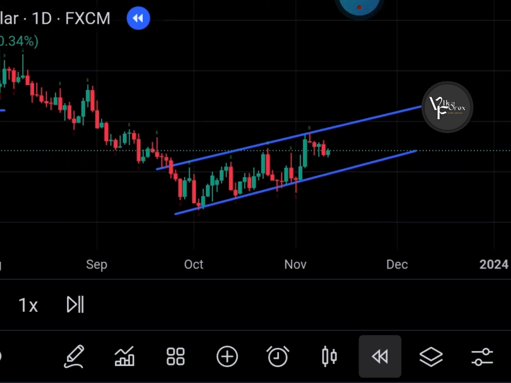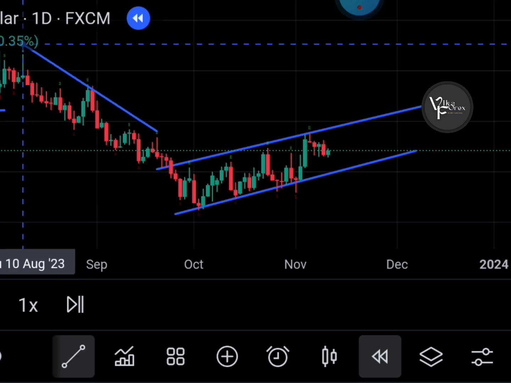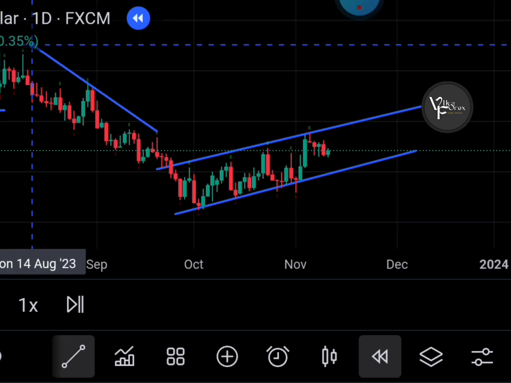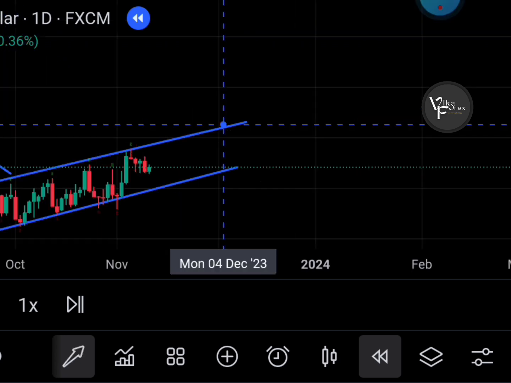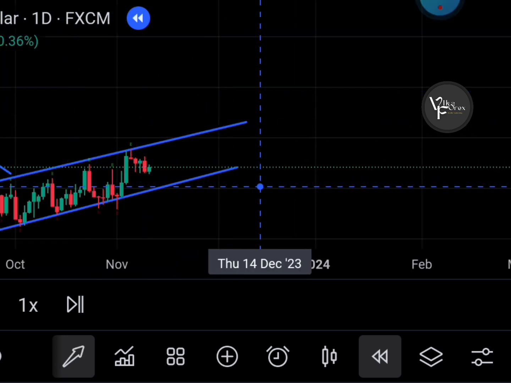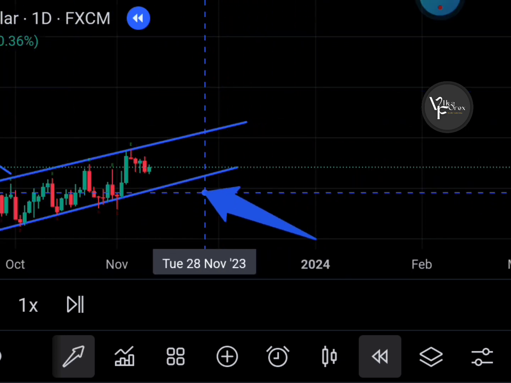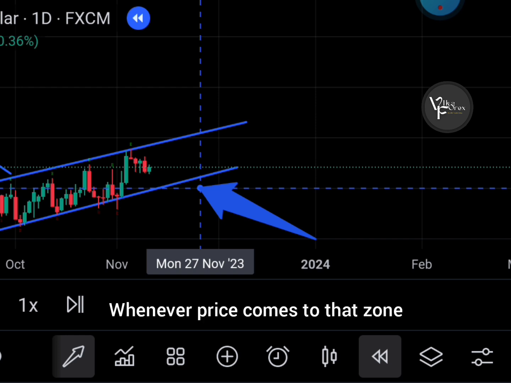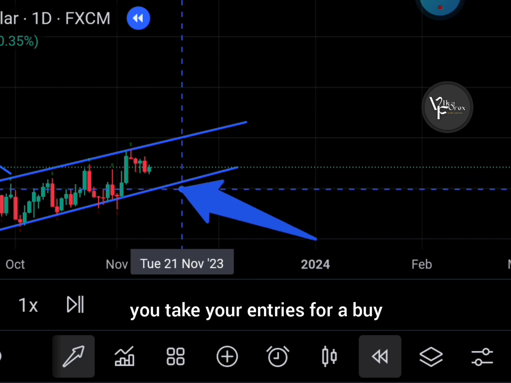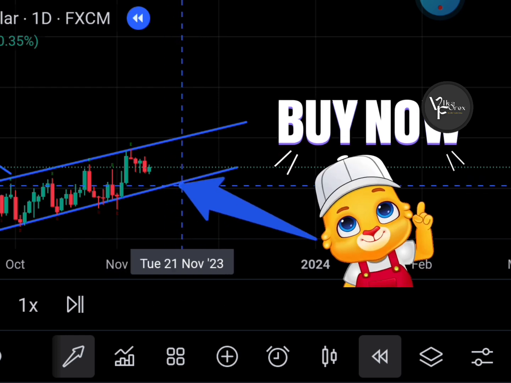So if it's an uptrend, you should take more buy entries, and take those entries from the support trend line, not from the resistance trend line. What you do is wait for price to come to that support zone, to that support trend line. Whenever price comes to that zone, you take your entries for a buy.